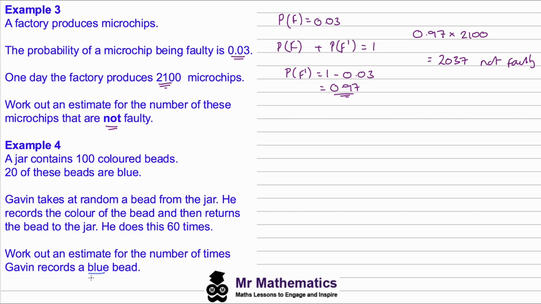Okay, so we're looking at the blue beads and we're told that 20 of them are blue. So the probability of getting a blue will be the 20 out of the 100. And we can simplify this fraction to make 1/5. So 1/5 of all the 60 beads will be blue. So the blue beads will be 60 divided by 5, which is 12. So you'd expect there to be 12 blue beads, okay? Let's try one more question.